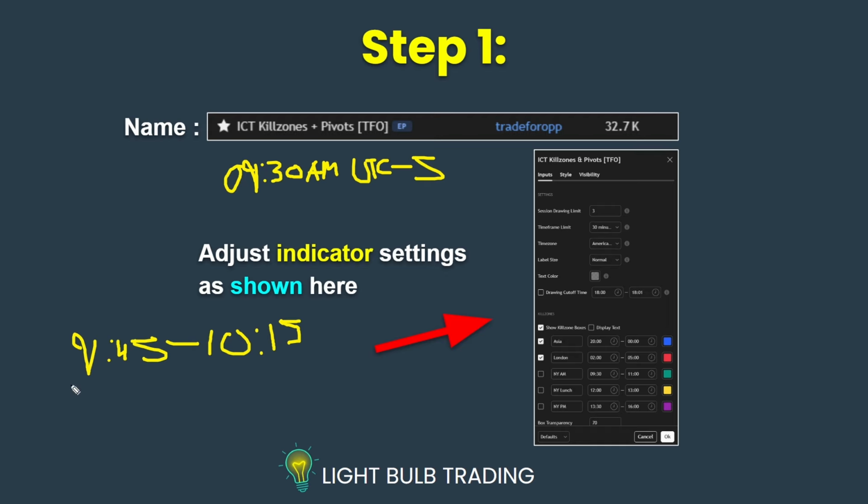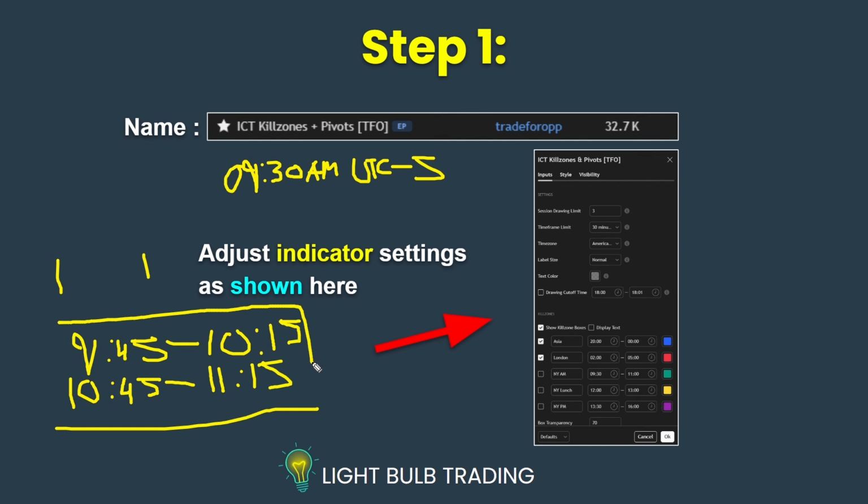The other one is 10:45 till 11:15. These are going to be the windows that we can look for trading opportunities, not 1 minute before or 1 minute after. It has to be in this 30-minute interval for this model to be the highest volatility. This just ensures when we are trading, liquidity and momentum are at their strongest.